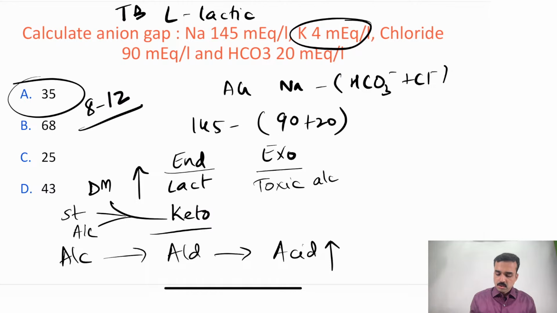Right, so toxic alcohols, aspirin. Remember, aspirin needs to be treated with bicarbonate. In aspirin toxicity, you do something called forced alkaline diuresis. That also can produce it. Can paracetamol produce it?